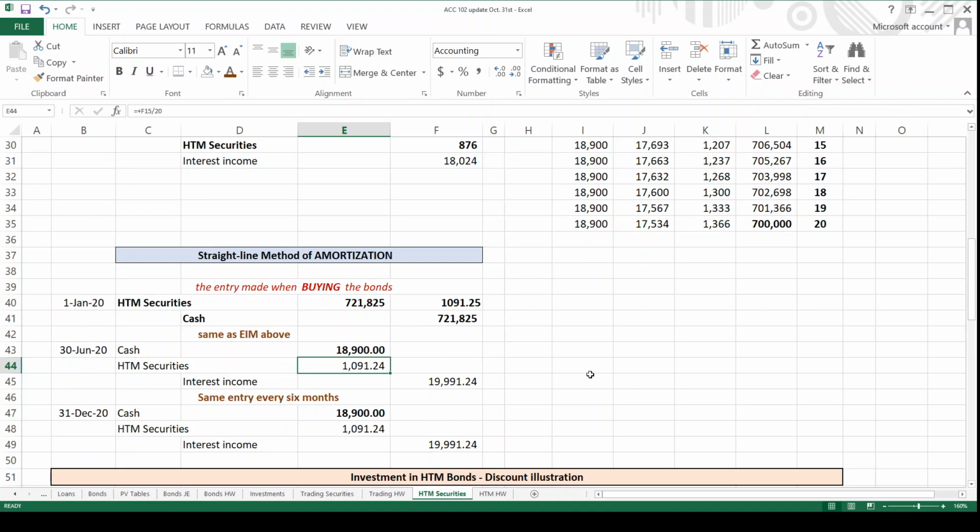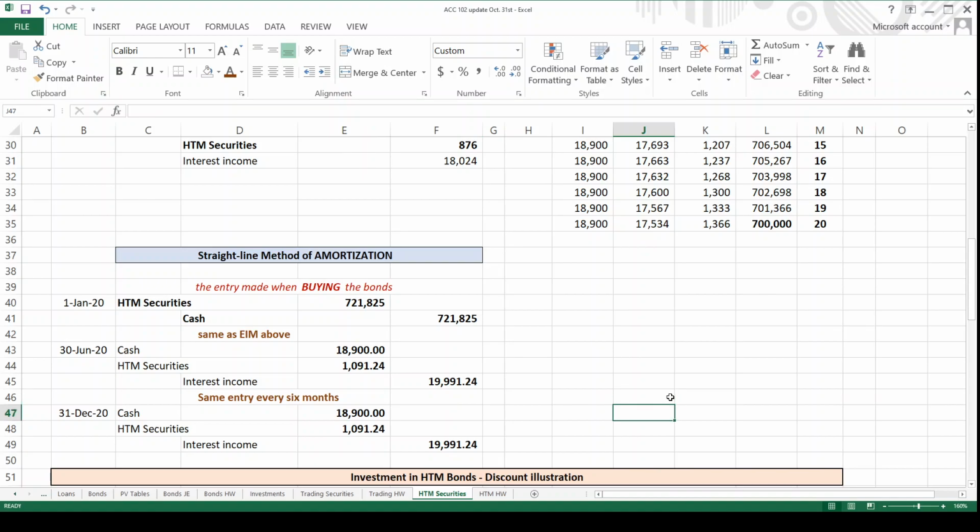So we calculate this number here, and then, like good solid accountants, we want our debits equal to our credits. So this is essentially a plug figure. You just add up the two debits, and that becomes your credit to interest income. And then you make the same exact entry every 6 months for the remaining term of the bonds.